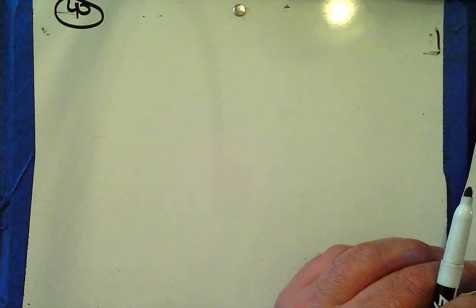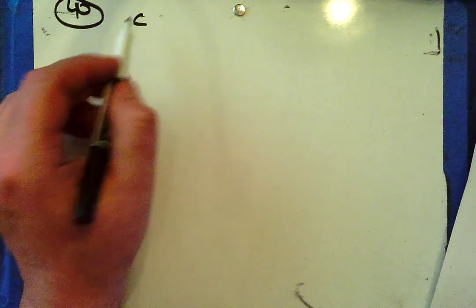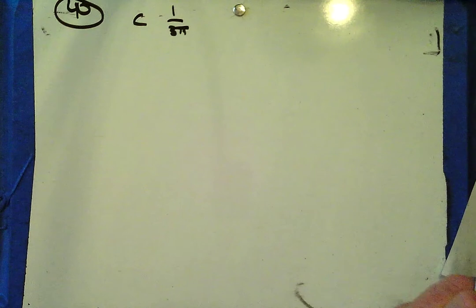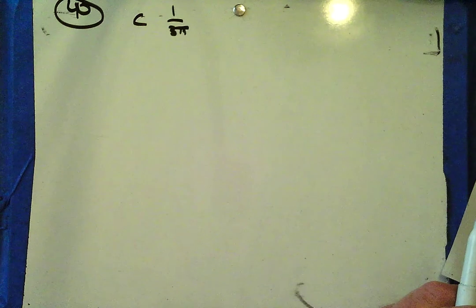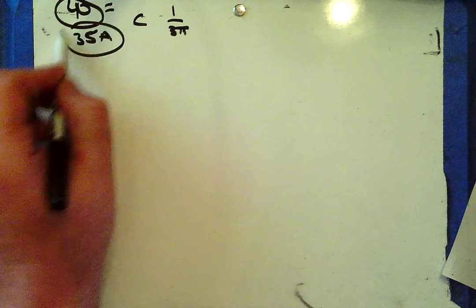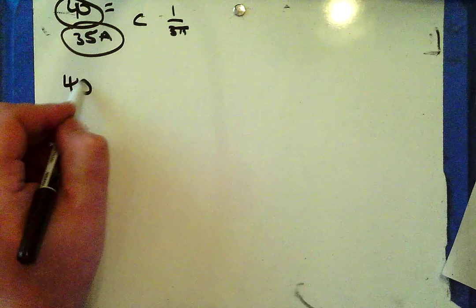Okay, problem number 40. Ooh, they like spherical things in this packet. 4/3 pi r cubed. Oh, we did this one. This was 40 is c, 1 over 3 pi. That was also listed as 35a. 40 equals 35a. I wonder why I did that. Maybe I missed it when I constructed the packet. Now we've got a 40a.